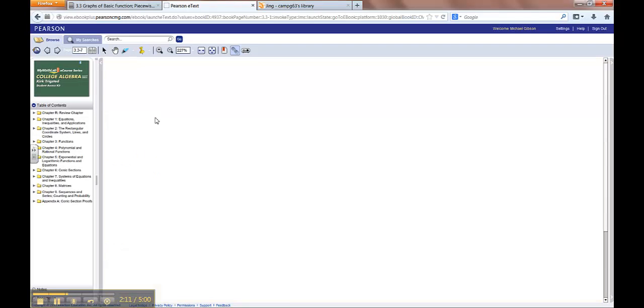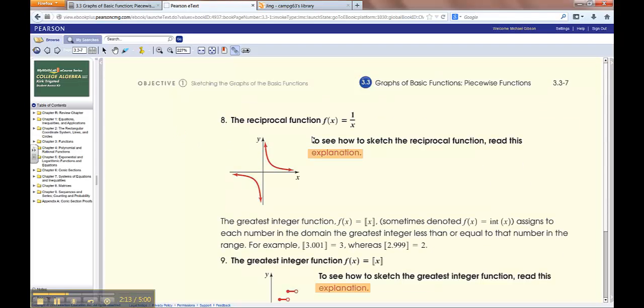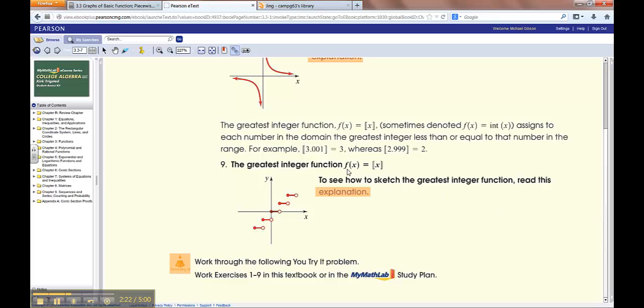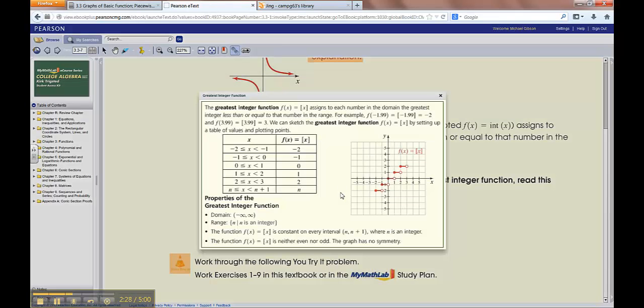Now, the last two: the reciprocal, which is 1 over x. And all the others you've probably seen, but this one you probably haven't seen before, the greatest integer function. All right? So I'm going to go ahead and click on the explanation link here, and we'll talk about it for a minute.